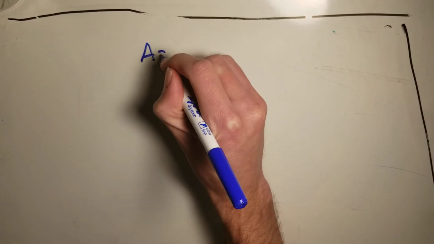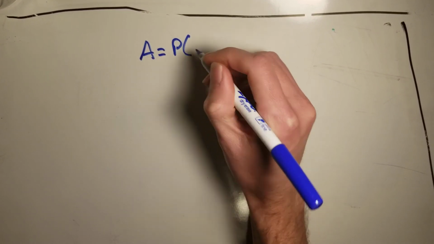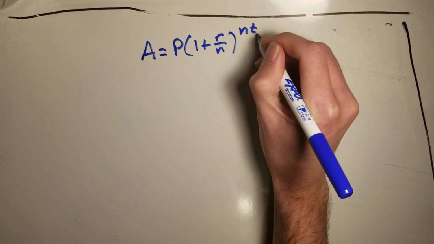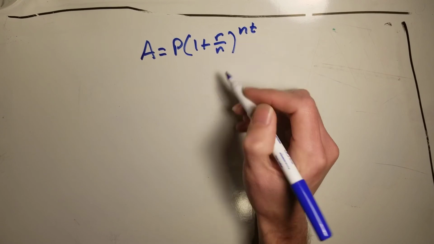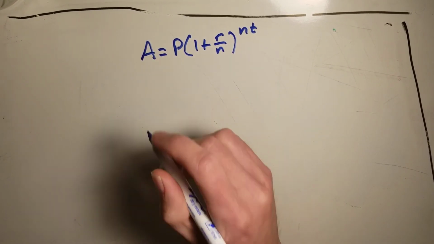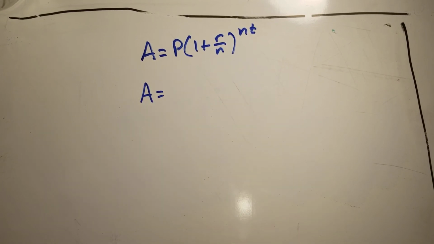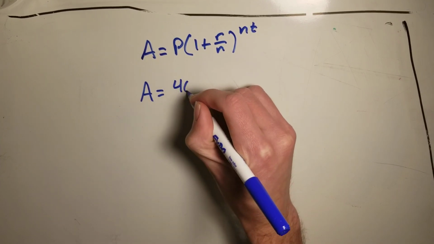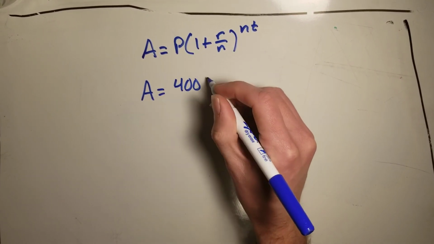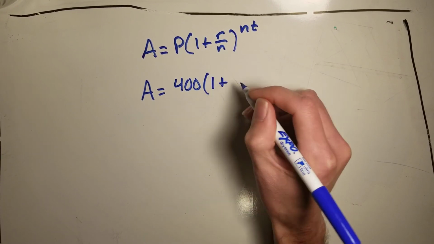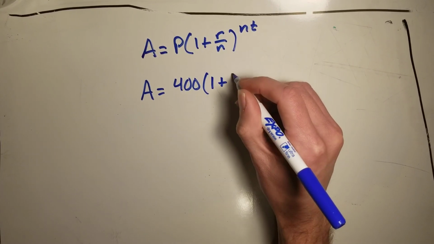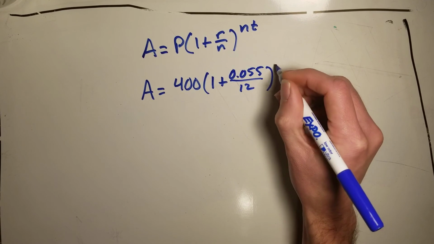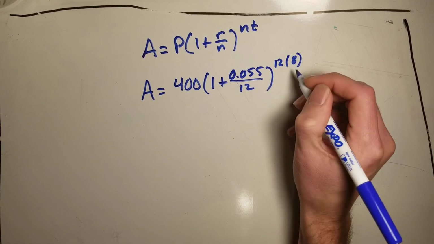So let's write our equation. A is equal to our principal times 1 plus our rate over the times we're compounded in a year, times the amount of years multiplied by our number of times we're compounding. So we're finding our total value after 8 years. So that's what we're going to find. And we'll substitute in a 400 for our principal. That's what Elliot's starting with. And we're going to have 1 plus, now 5.5%, it's going to be 0.055 over 12 to the 12 times 8 power.